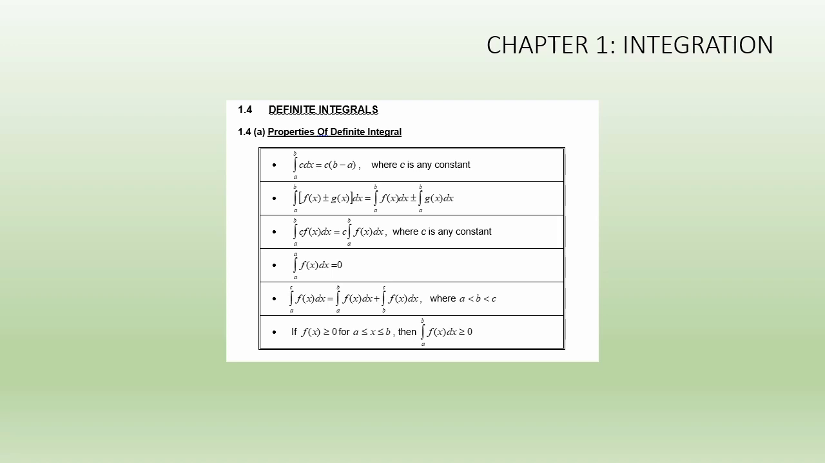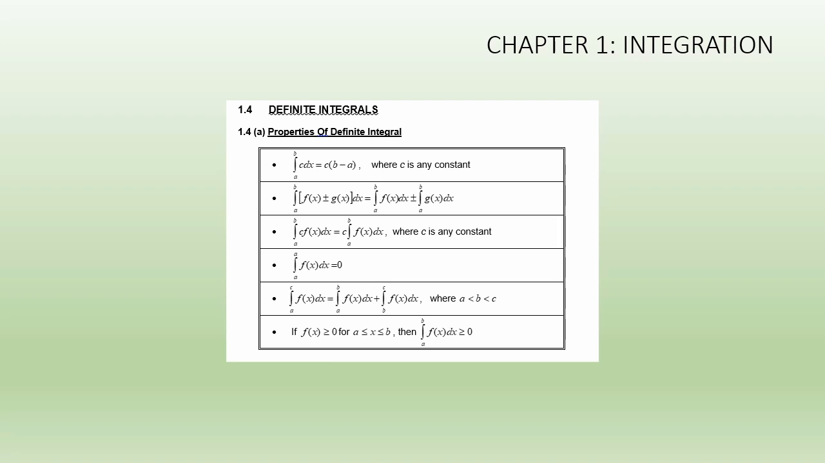The fifth property: if we have integration from a to c for a function f(x), then we can divide the integration, which is we can integrate from a to b for the function f(x), plus another integration from b to c for the same function f(x), where the value of b is between limits a and c.